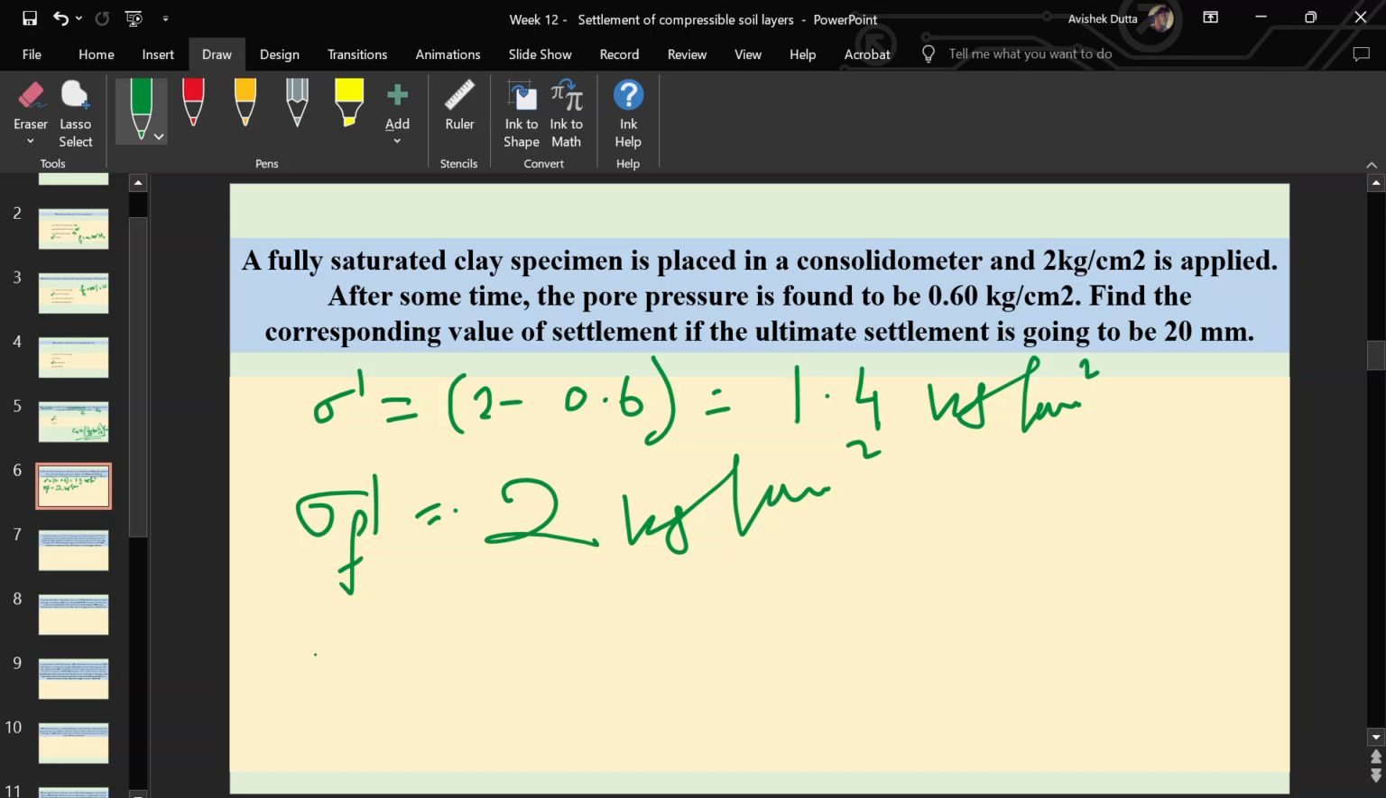Now, degree of consolidation, as we know, rho by rho f, which is also equal to sigma by sigma f.